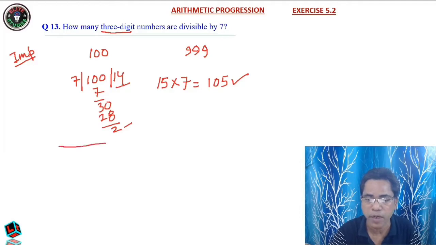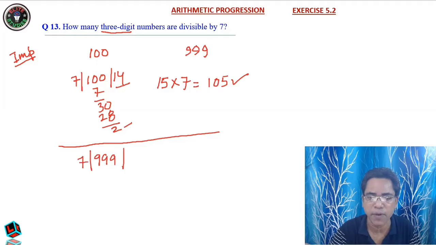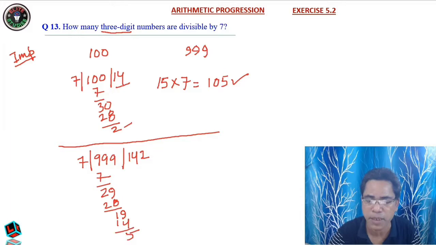Now we need to get the greatest 3-digit number which is divisible by 7. How to get it? Again, similarly, you divide 999 by 7. So 7 1 is 7, it is 2 and it is a 9, so it will be 4, so it will be 28, 28 the 1 and it is a 19. Again, 7 2 is 14 and it is a 5. So the remainder is 5. Since the remainder is not 0, 999 is not divisible by 7.